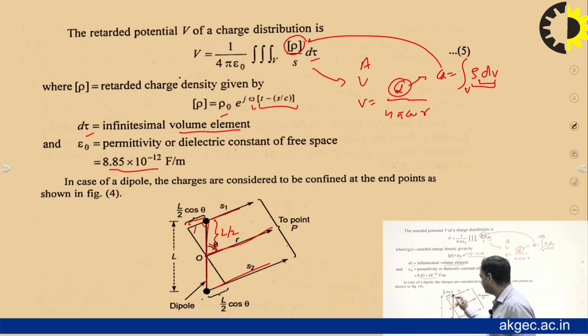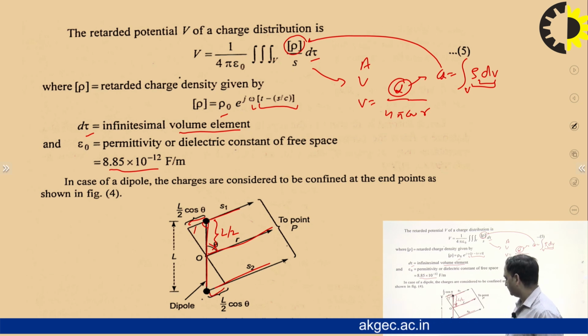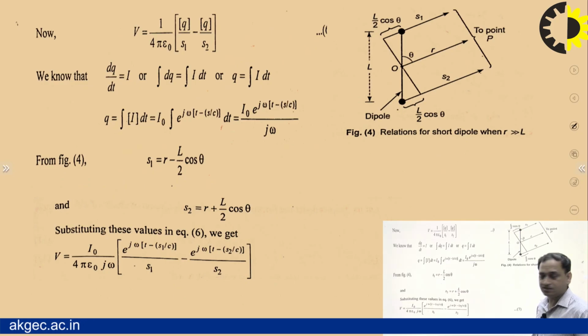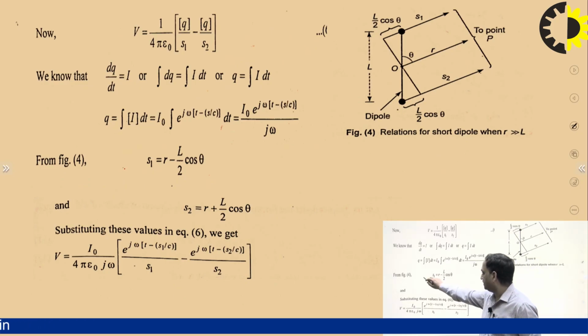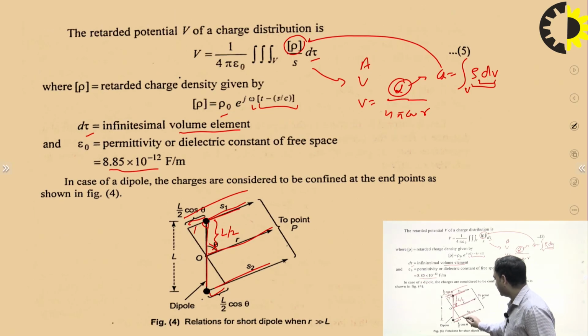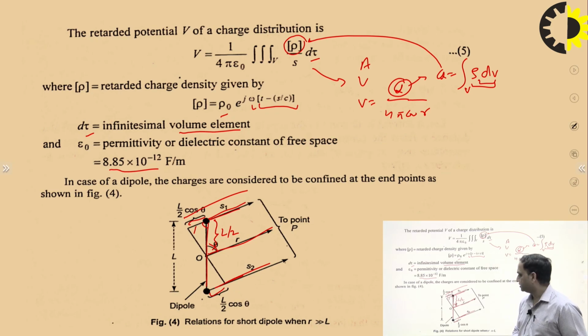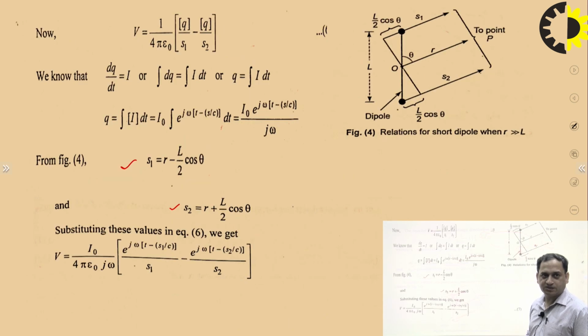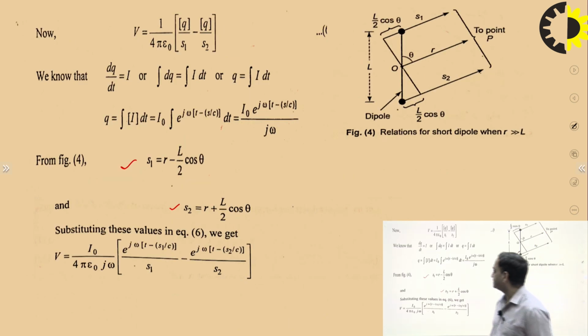So in this case this will be L by 2 cos theta, and similarly this is also L by 2 cos theta. Now what will be S1? This is S1, and this is complete R. So S1 will be R minus L by 2 cos theta. Similarly we can find that S2 will be R plus L by 2 cos theta. I hope this point is clear to all of you, how we are getting this.